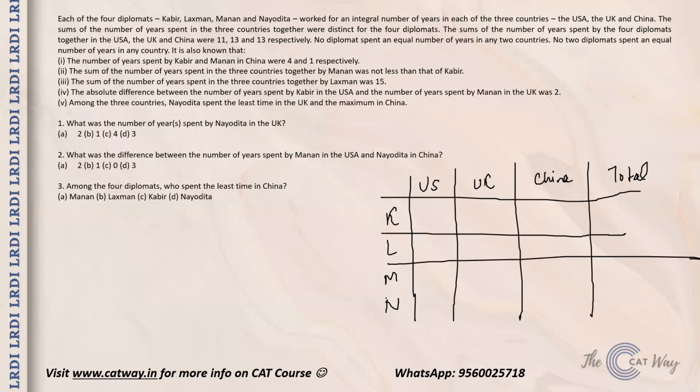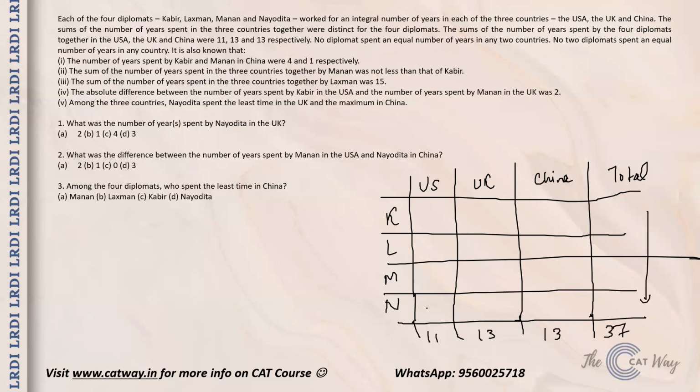Now what do we have? Let's also make a row for the respective country totals, because we have been given that in US the total years spent is 11, for UK it's 13, and for China it's 13. Now the total number of years is 37. That means the sum here is also going to be 37.